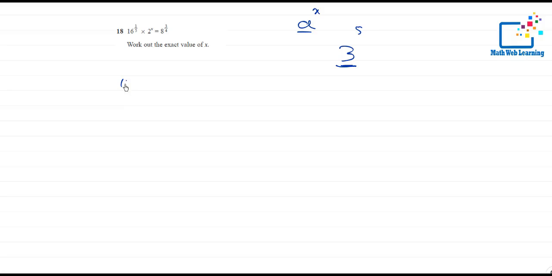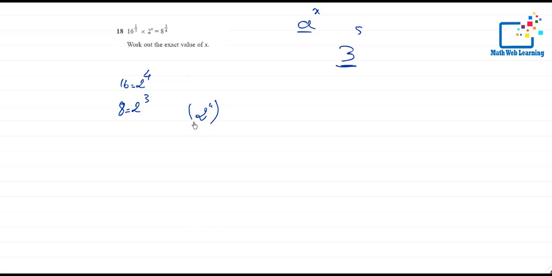For example, 16, you can write it down as 2 to the power of 4. You can see the base is 2. Right, 8, we can write it down as 2 to the power of 3. The base is 2 now. So we've got our bases 2. Let's go and replace them and change the expression. So 16 becomes 2 to the power of 4.